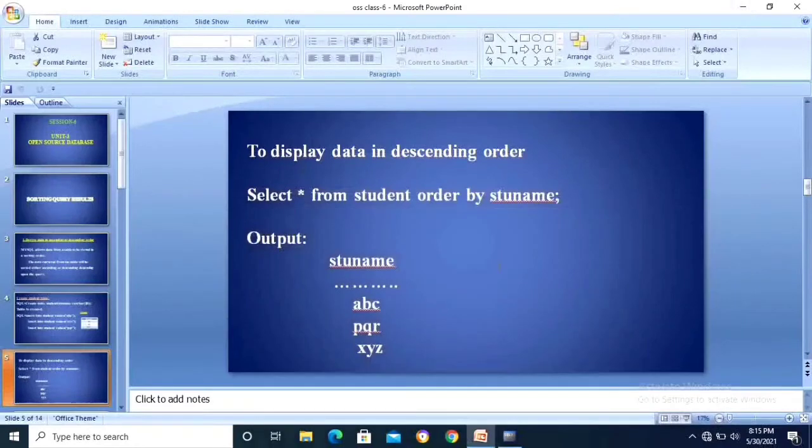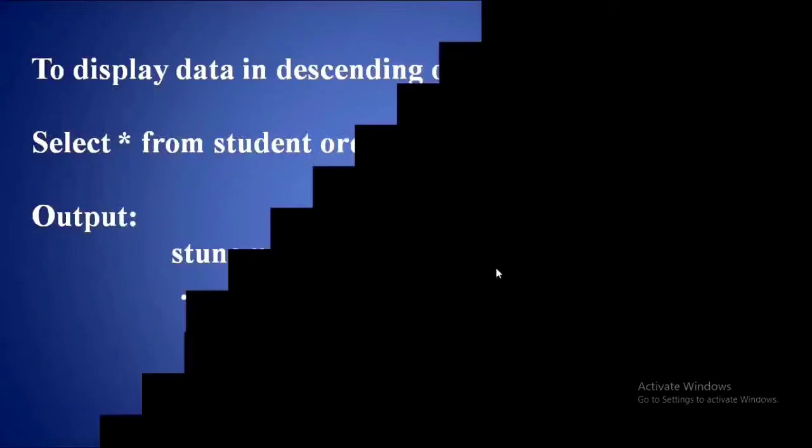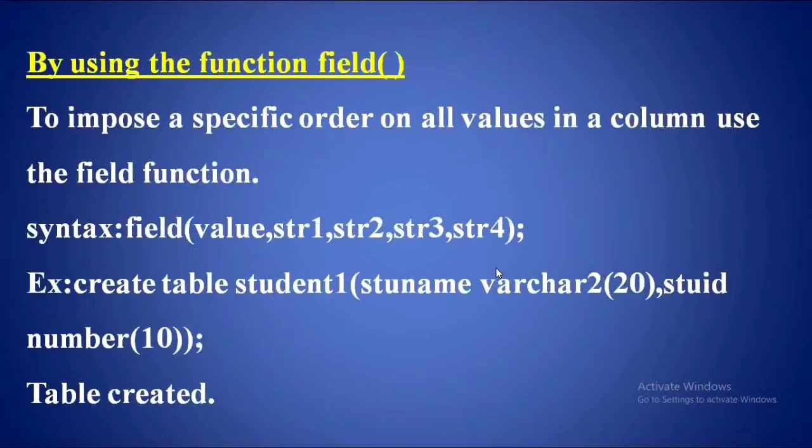The next topic is using the FIELD function, to impose a specific order on all values in a column. The syntax is field of value, comma, string 1, string 2, string 3, string 4, semicolon. First declare the value, next declare the fields, that means the student names.